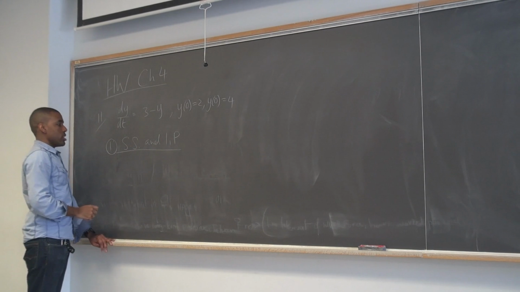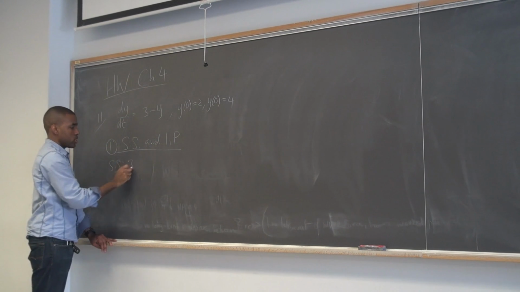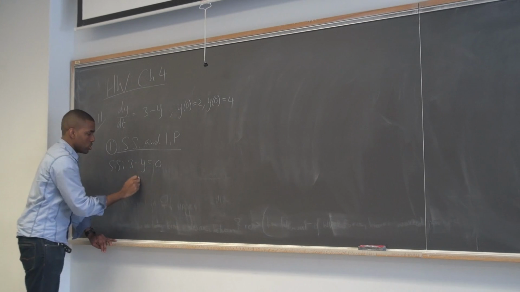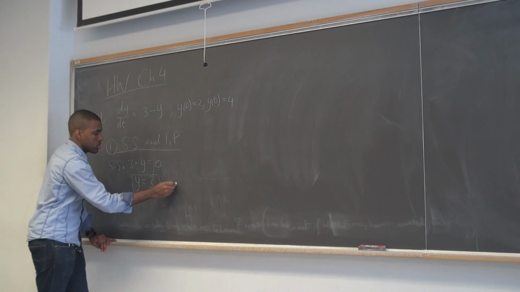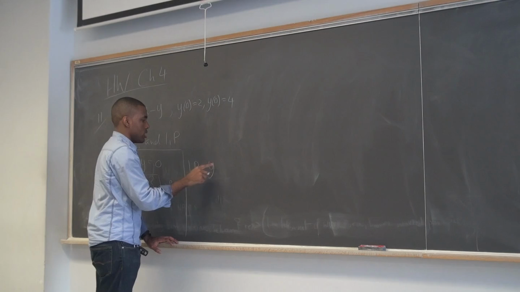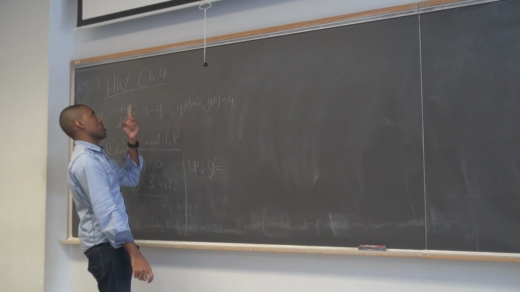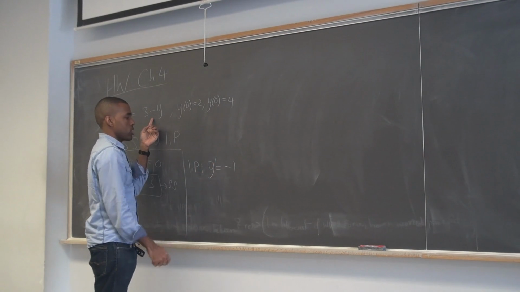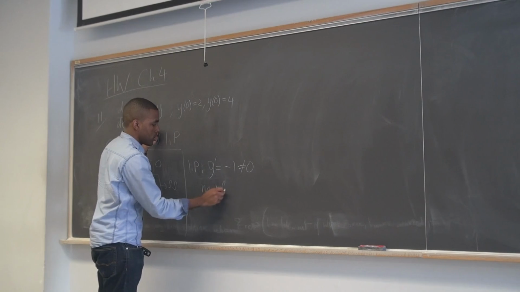So for steady states, you set the derivative equal to 0, which is 3 minus y. So you get y equals 3. That is your steady state. For inflection points, you take the second derivative equal to 0, which is the derivative of the derivative, so that's minus 1, which is never 0, so no inflections.